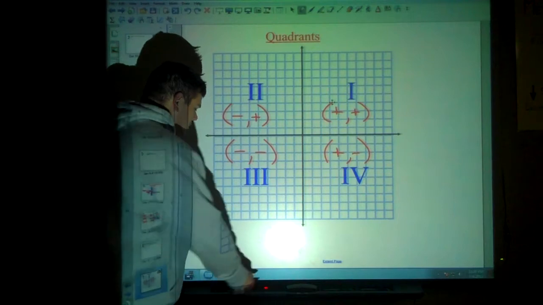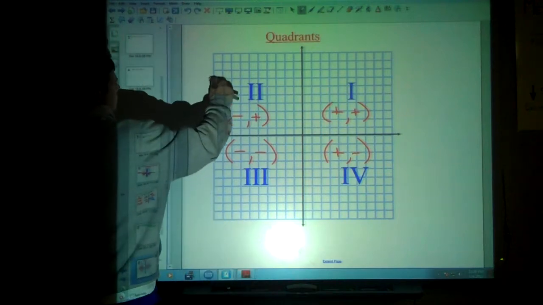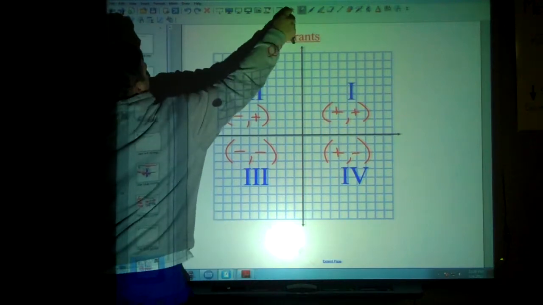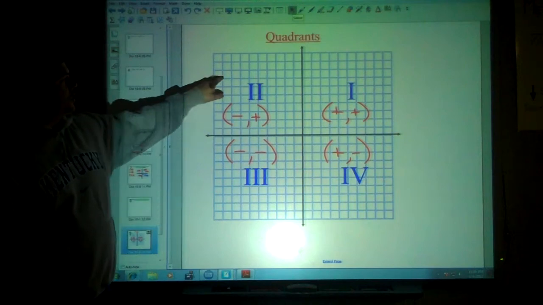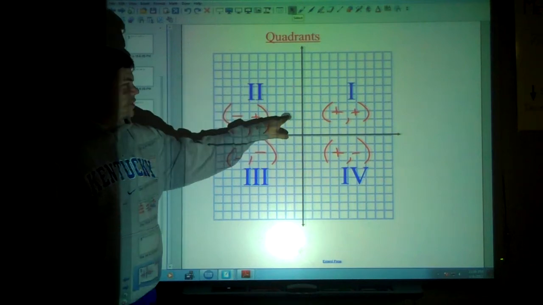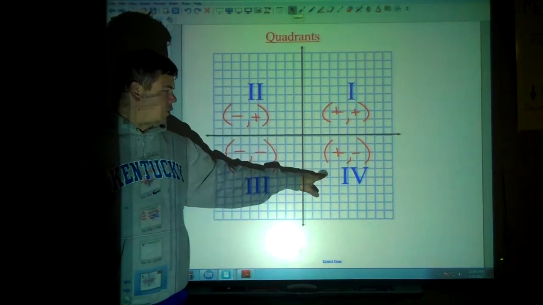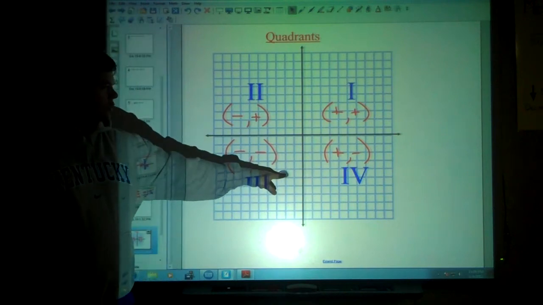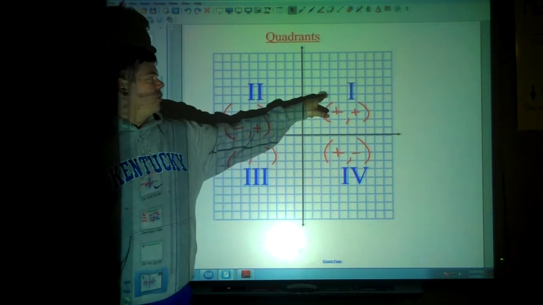Okay? So let's say I have this dot right here. This dot is in quadrant 2. This dot's in quadrant 2. This dot's in quadrant 4. This dot is in quadrant 3. This dot is in quadrant 1.